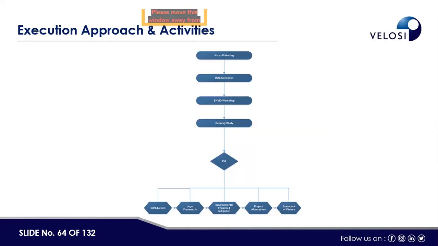And then we carried out a scoping study. In the scoping study, we mention what we have to include in the detailed EIA report. As mentioned before, in the scoping study we have to mention what to include in the EIA report and what to scope out. And then after the scoping study, we carried out the detailed environmental impact assessment. In it, we already mentioned the components: the introduction, the legal framework, then the environmental impact and the mitigation measures, and then the project alternatives and the statement of fitness or the statement of commitments.